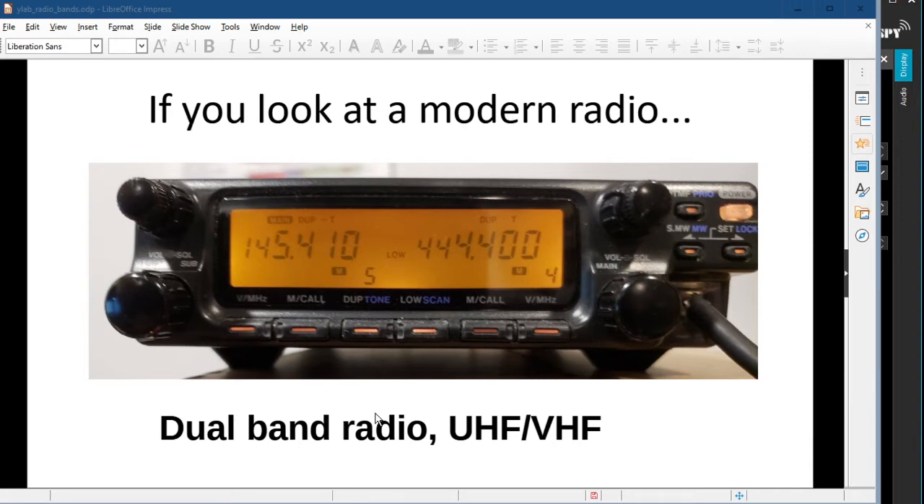If you look at a modern radio, like the one in the picture, we don't see much. We might recognize that this is a dual band radio since it has two frequencies on the display, 145.410 and 444.400. These frequencies are in megahertz, but there's nothing on the display to tell you that. The first is on the VHF 2-meter band and the second is on the UHF 70-centimeter band.